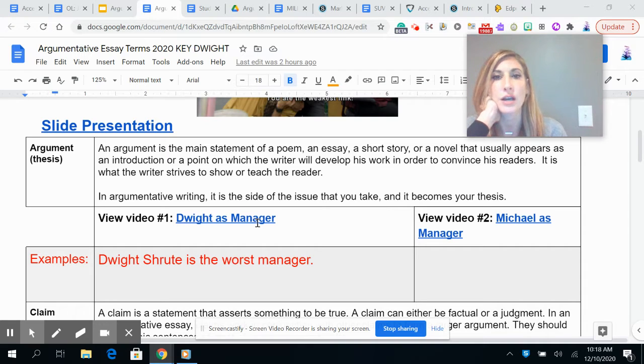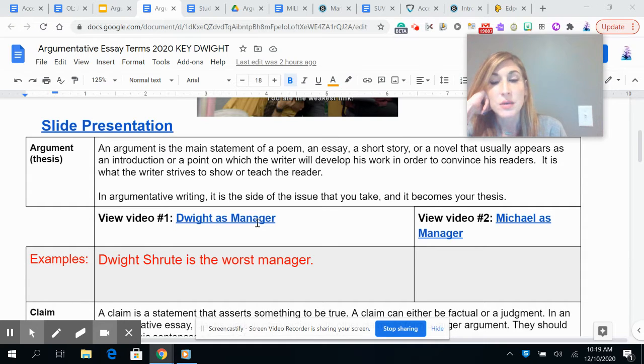So we know if you're talking about a poem or a short story, there's really a theme there that's being developed over time. We know if we're dealing with an article or an essay, we're going to see early on, usually in the introduction, the statement of the argument. In an essay, that's going to be the thesis statement. When we're reading an article, we usually look for the central idea. But in the end, an argument is just what the writer wants to prove to the reader through his or her work. It's what the writer strives to show or teach the reader.